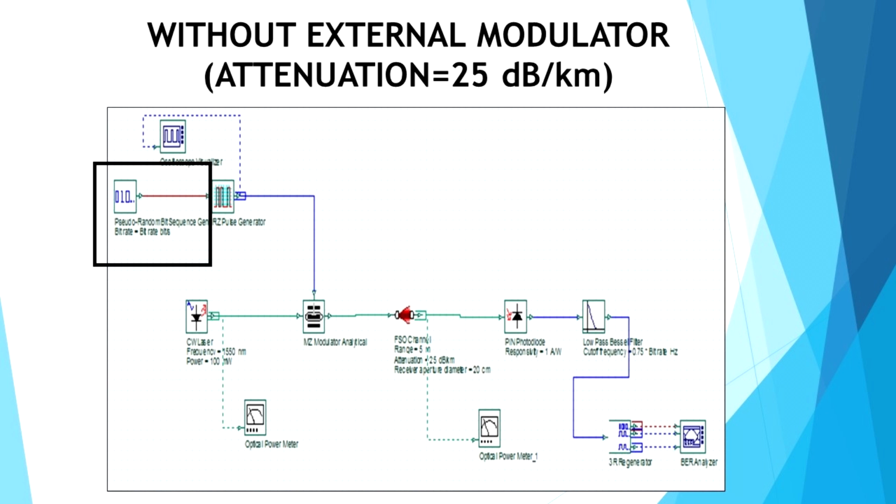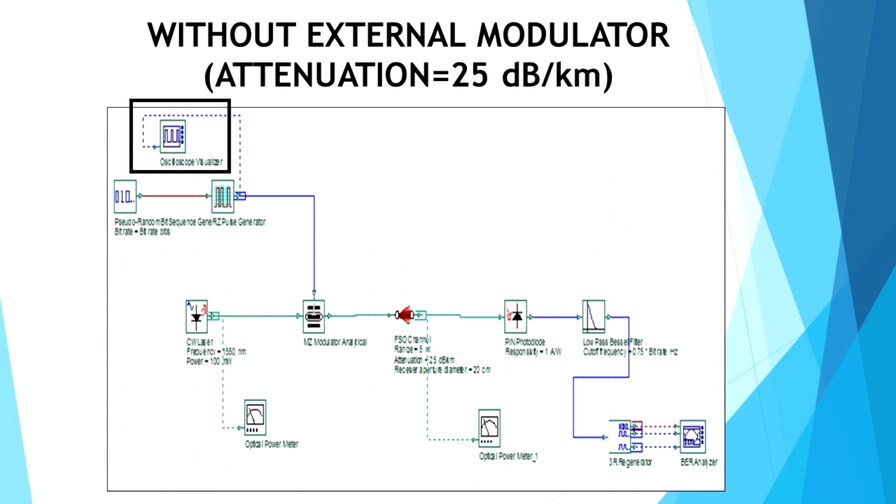Then the transmit signal will enter the RZ pulse generator. The RZ pulse generator is used to form digital data transmission in which the binary low and high states are transmitted by voltage pulses. The output of the RZ generator is an electrical signal. Then the oscilloscope visualizer is used to analyze the waveform of the signal.